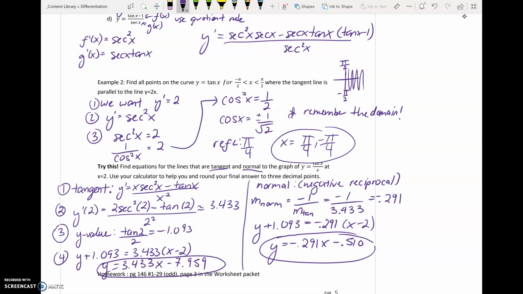Now you have the x value, the y value, and your slope, so you can plug it into your equation formula. Then you're going to do the same thing, but for the normal line. The normal line slope is the negative reciprocal of your tangent line slope. So you're going to do 1 over 3.433, and don't forget to negate it as well. So negative 0.291 is your normal slope. And then you already have the point that you figured out before from your tangent line. It's going to be the same. X is equal to 2 and y is equal to negative 1.093. Plug it into your equation formula, and then you can simplify it in the end as well because you do have a calculator. And then that's it.